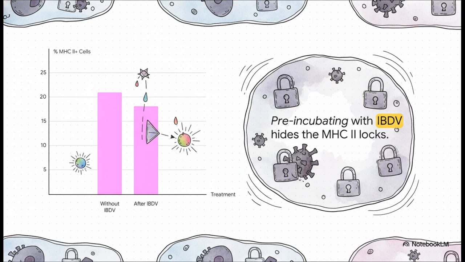Then, the scientists came in afterward with a special stain meant to highlight the MHC II locks. But because the virus was already parked in the lock, it essentially hid the MHC II from detection. The percentage of detectable MHC II positive lymphocytes dropped from nearly 21% down to about 18%. The virus and the stain were literally fighting for the exact same parking spot.